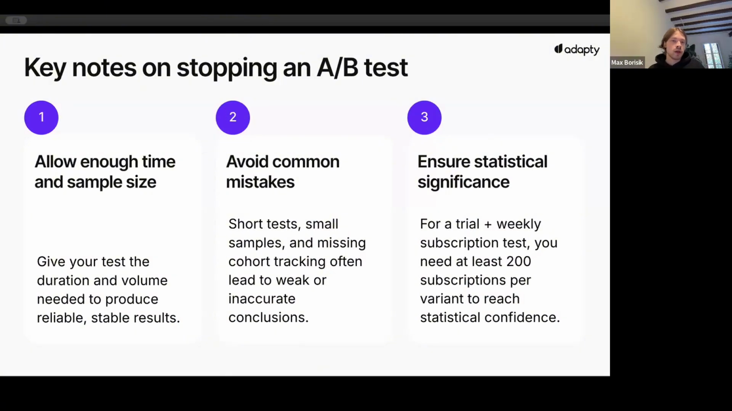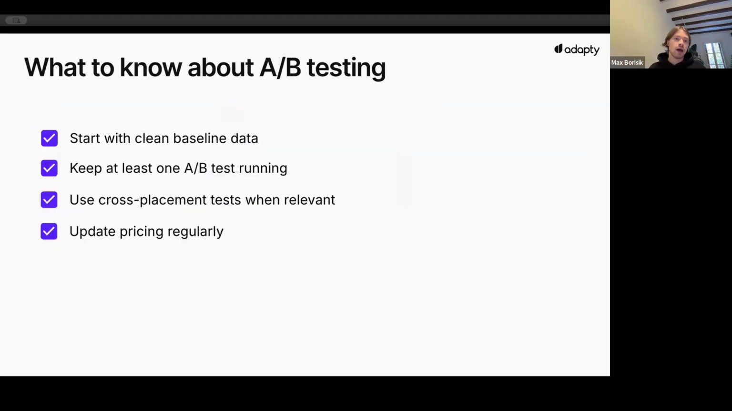So here you really should not be stopping it immediately. Just wait at least 2 weeks and try to get 200 subscriptions per option. It will give you the best result and the best picture, rather than stopping it every 2 days and making unclear decisions after that. So that's my advice on that. Don't stop it immediately. Make sure that it has reached a great result, so you can proceed with that and really reuse it afterwards. What else on A/B testing? Really, as I've said already, keep at least one A/B test running. That's very important.